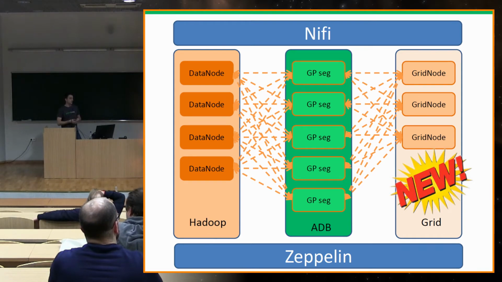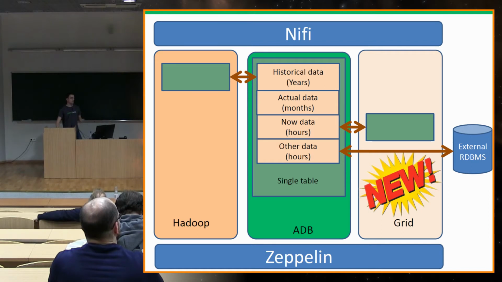And we use Zeppelin to provide access to Greenplum. What is the advantage here? In Greenplum we have one table, and this table has several partitions. Each partition can be connected to an external system. For example, historical data is in Hadoop, actual data in Grid, the new data are stored in Grid as well. And there is another partition that can be stored in Postgres, for example.